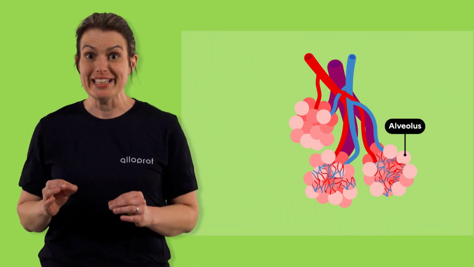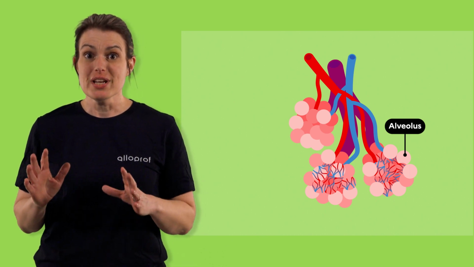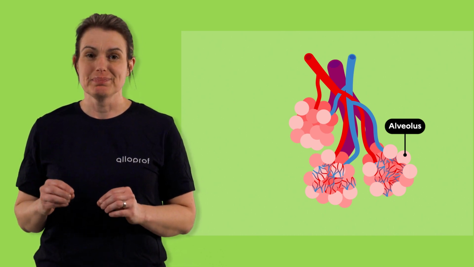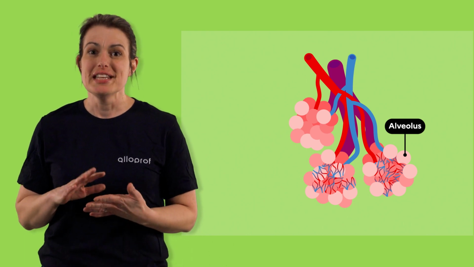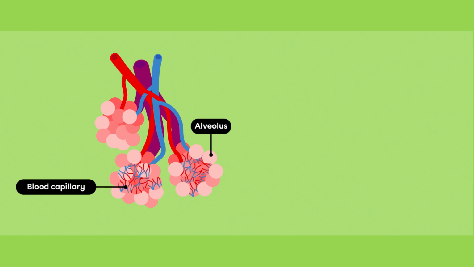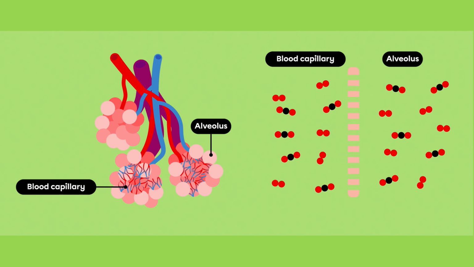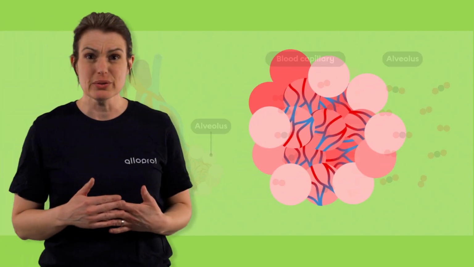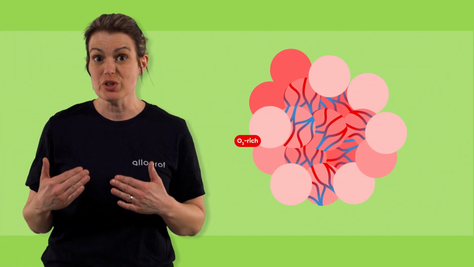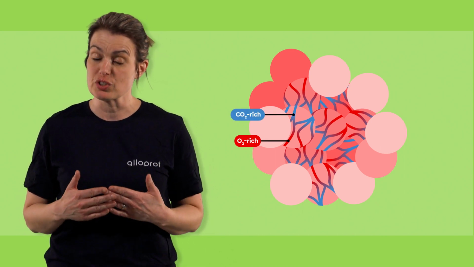In the lungs, structures called alveoli are surrounded by tiny blood vessels with a very thin and permeable membrane. These vessels are called blood capillaries. The difference in concentration between the air in the alveoli and the blood in the capillaries leads to the diffusion of respiratory gases. Red capillaries represent vessels with oxygen-rich blood, and blue capillaries represent vessels with carbon dioxide-rich blood.